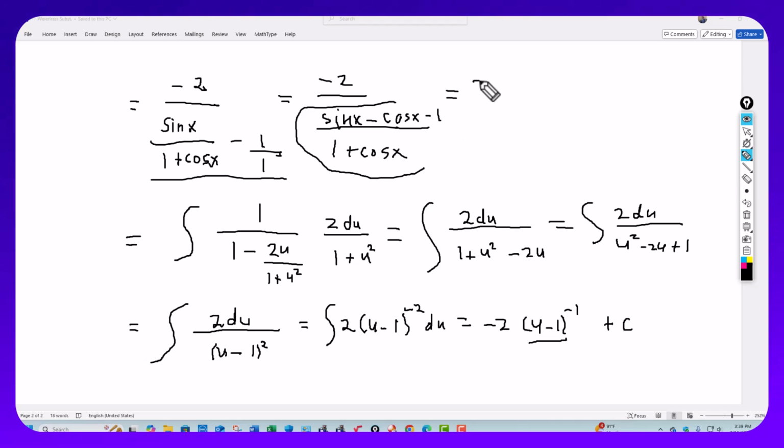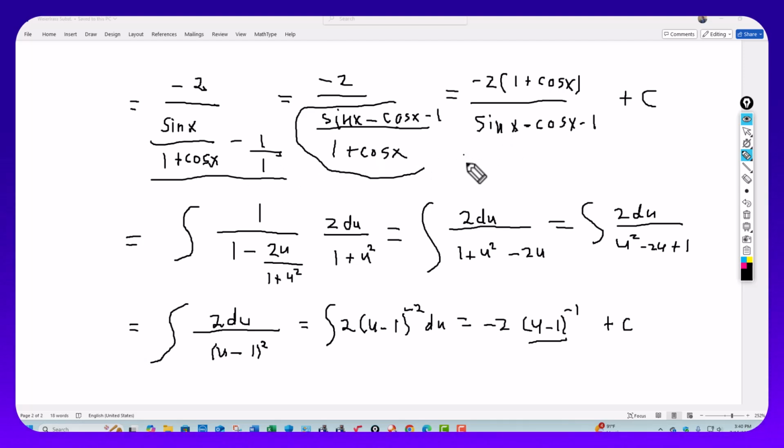That would give me then a minus 2. Put it in parentheses here. 1 plus cosine of x over sine of x minus cosine of x minus 1. And of course we have the constant of integration. So that's the final answer for this one. You get a minus 2 times the 1 plus cosine of x over sine of x in the denominator minus cosine of x minus 1.